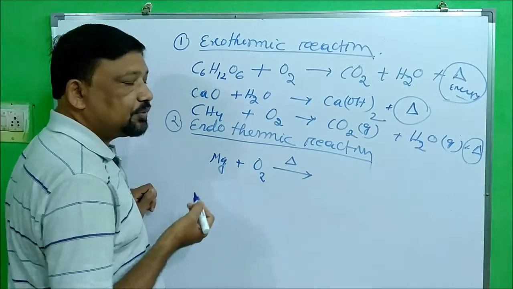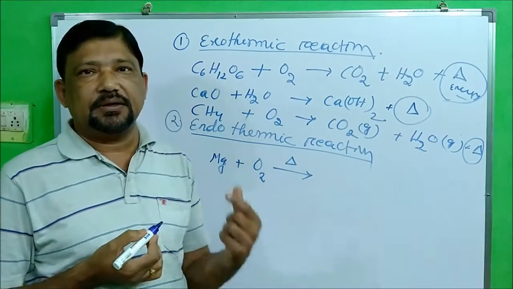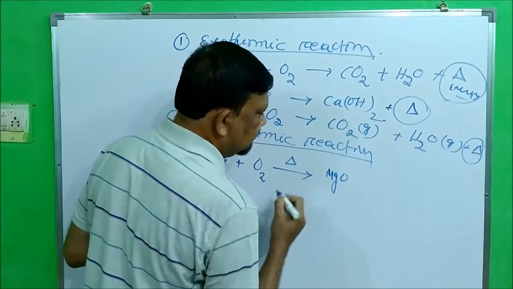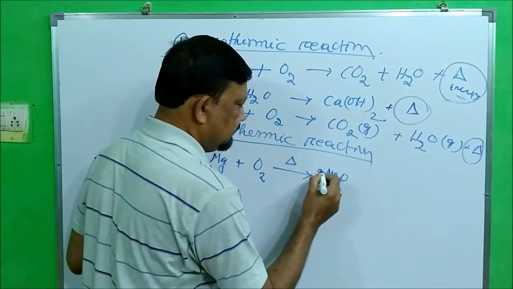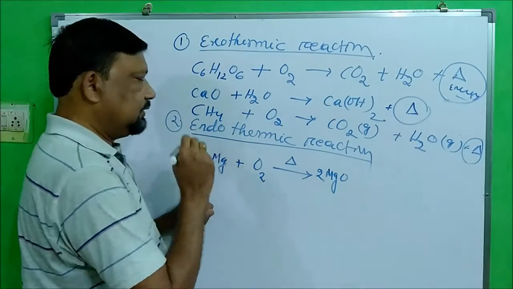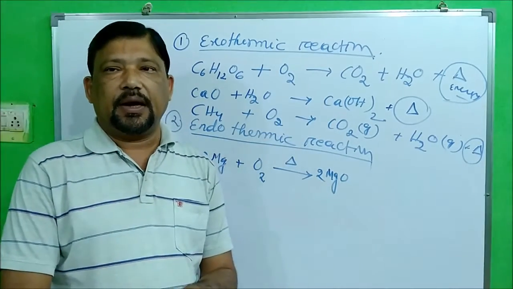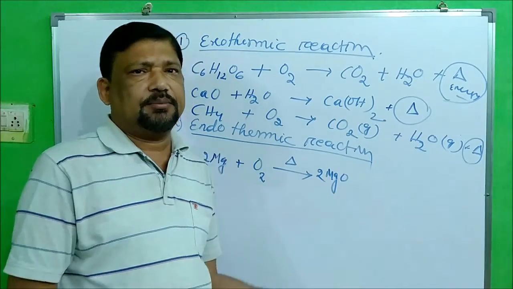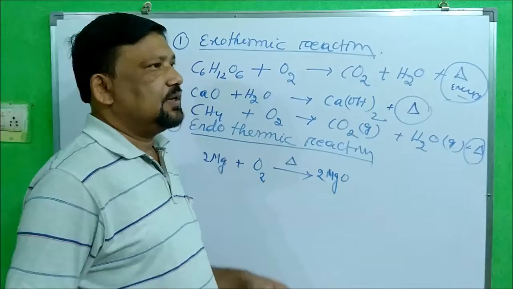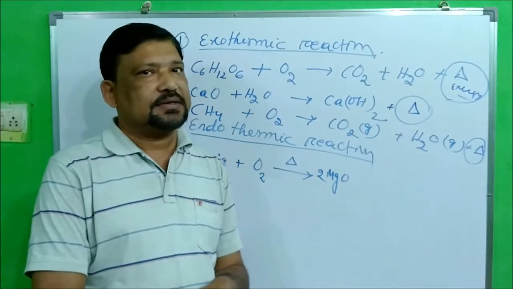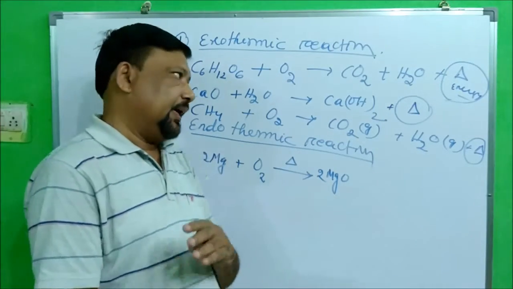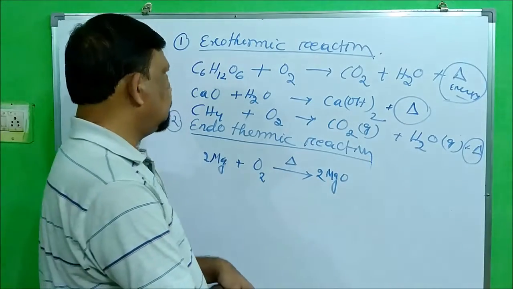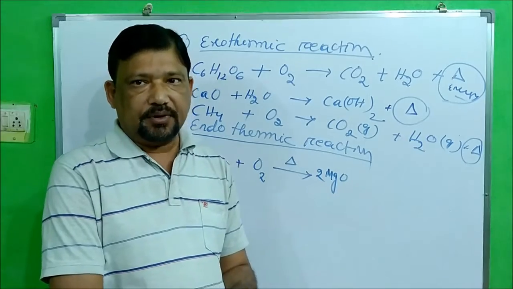Right? You have to supply it. You can heat it with the help of a Bunsen burner or a spirit lamp. Then only it will produce magnesium oxide. Right? So this is an example of an endothermic reaction. Clear? A number of examples you will get while discussing the different types of chemical reactions. You can note it down and try to understand whether it is an endothermic reaction or exothermic reaction.